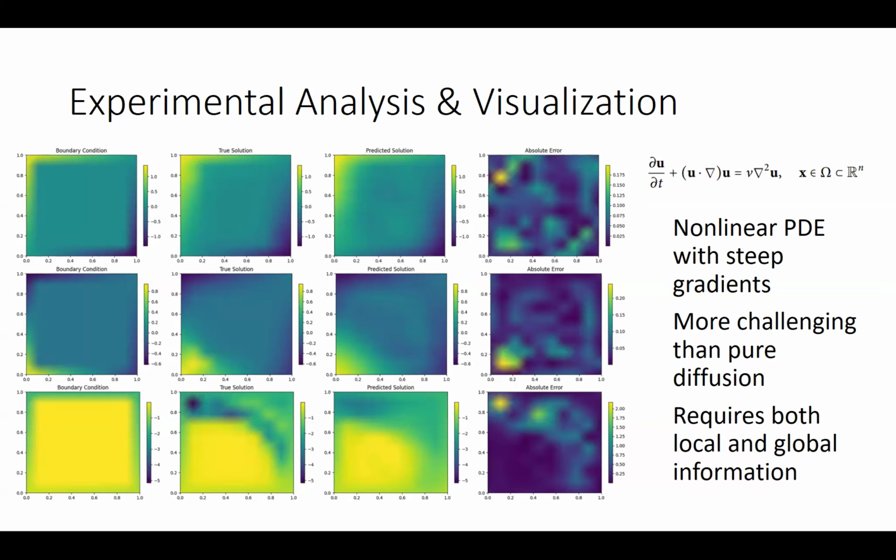So there is the Burgers equation in 2 dimensions. Unlike the pure diffusion of the heat equation, Burgers equation introduces a highly nonlinear advection term. And this term drives the formation of incredibly steep gradients, shocks, and localized wavefronts. It is a challenging benchmark for standard operators.